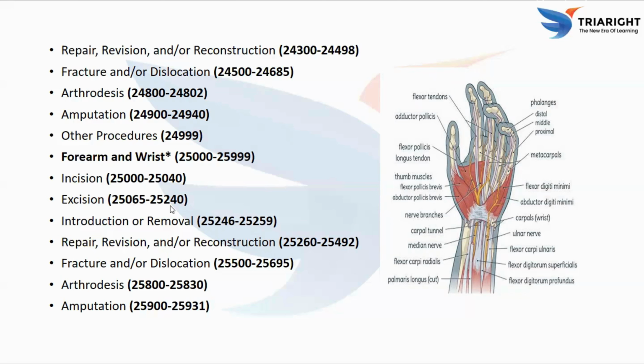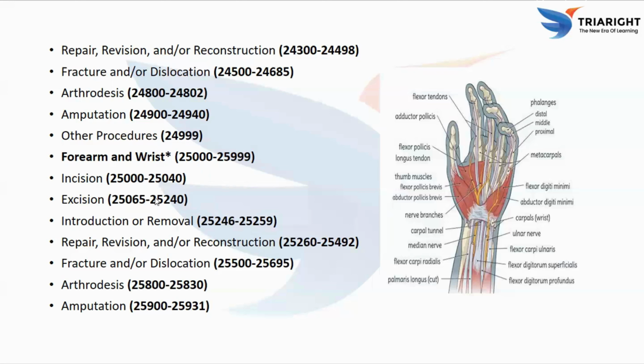So forearm and wrist is the next region. So 25,000 to 25,999 codes are for forearm and wrist. So this section includes the forearm bones, radius and ulna, wrist joint, tendons, nerves and blood vessels. So incision codes are 25,000 to 25,040. So it includes simple surgical opening. It is used for drainage or exploration.